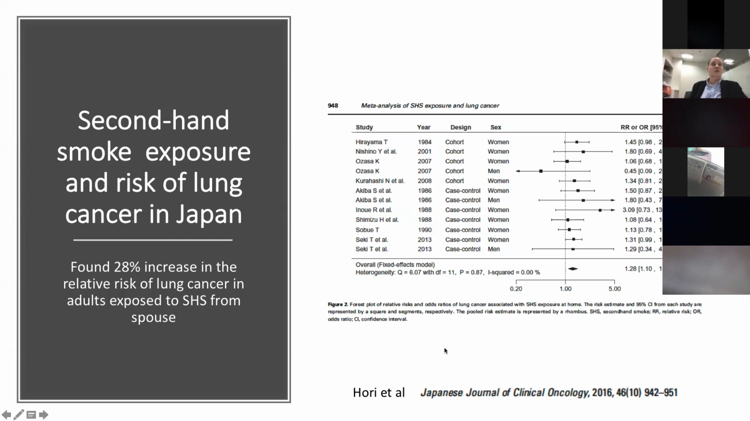So here's the meta-analysis of the relationship between exposure to secondhand smoke, someone smoking in your house, and the risk of lung cancer in Japan. And they found a very impressive 28% increase in the relative risk of lung cancer in long-term never smokers from being exposed to household smoke.